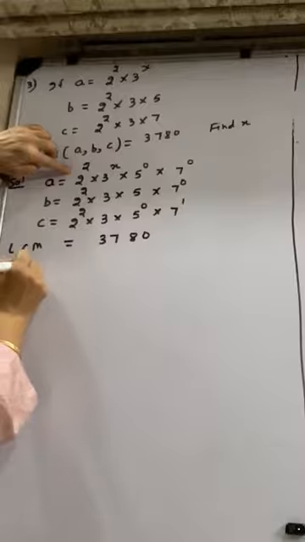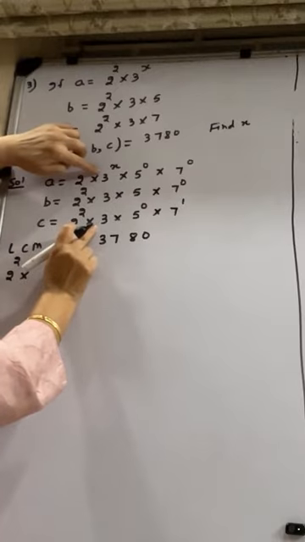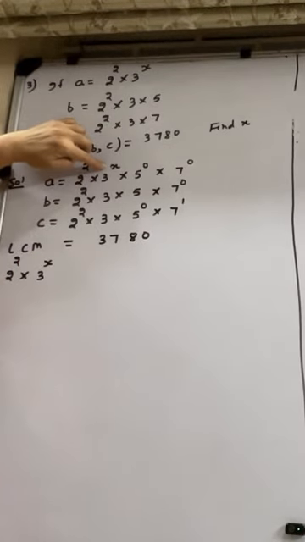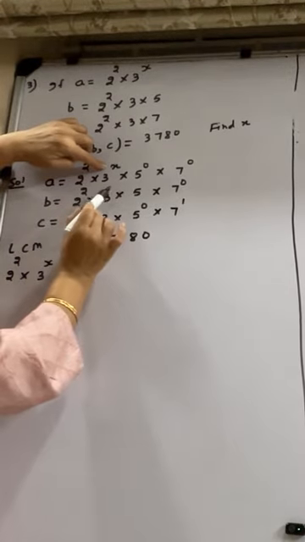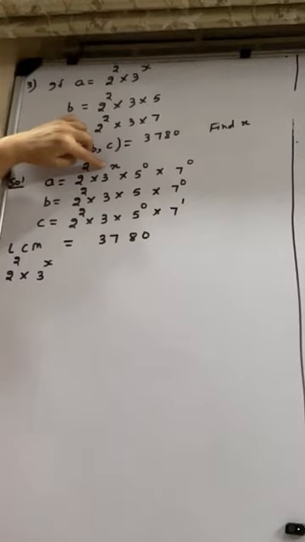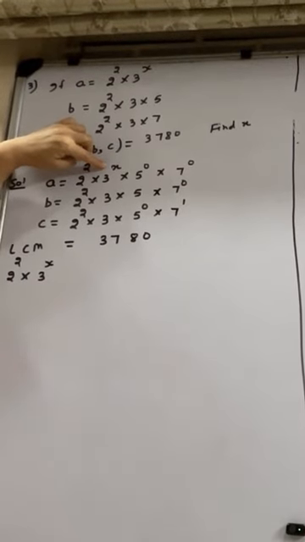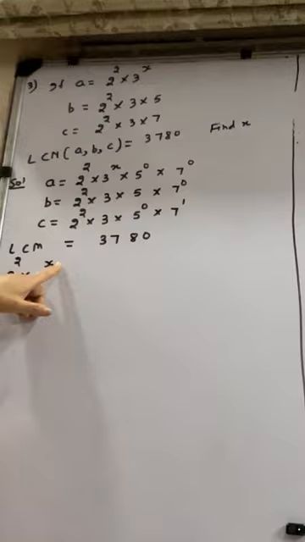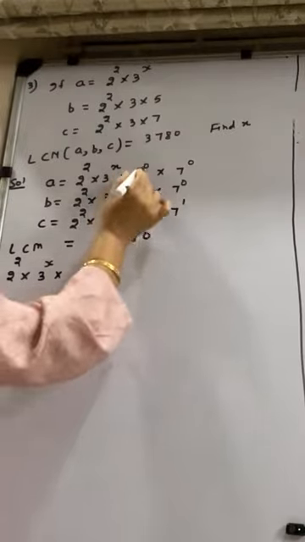So it will be 2 square. If I look at the power of 3, since I don't know the x, I will take 3 to the power x because the other is power 1. Maybe if x is 0, the highest power will be 1. And if x is 4, the highest power will be 4. So since we don't know the value of x, we will take the highest power as 3 to the power x, right?